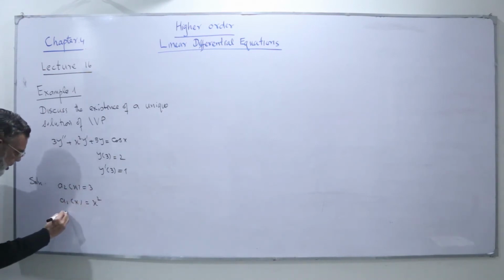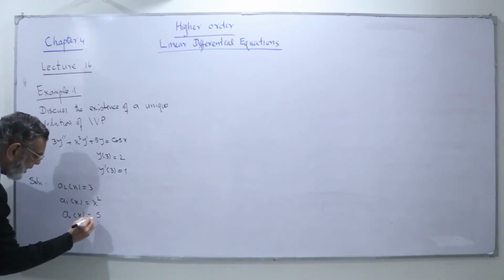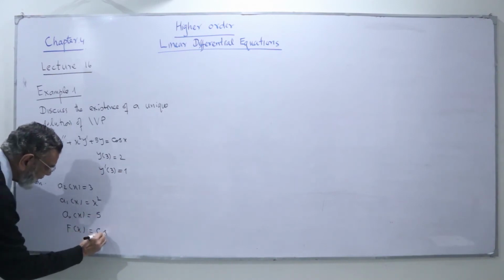Then we have a0 of x, which is equal to 5. And then we have f of x, and f of x is equal to cosine x.